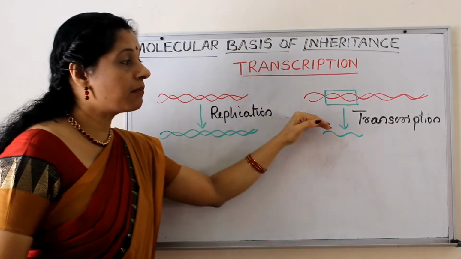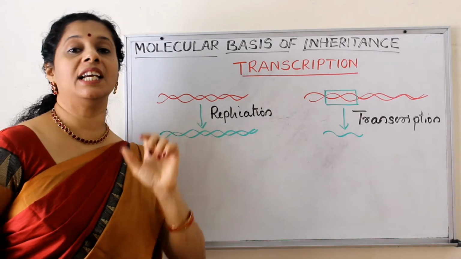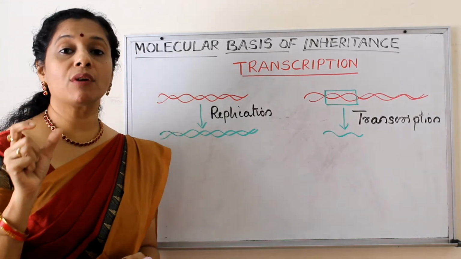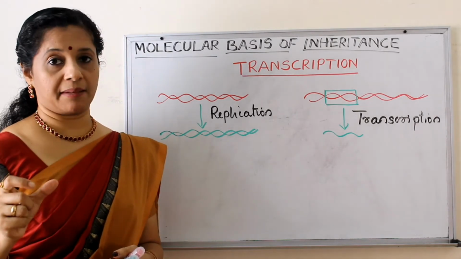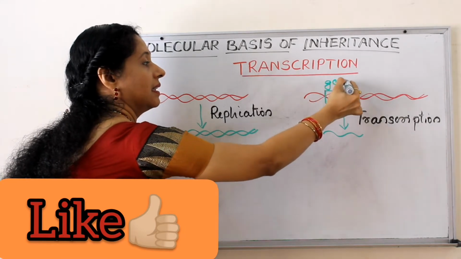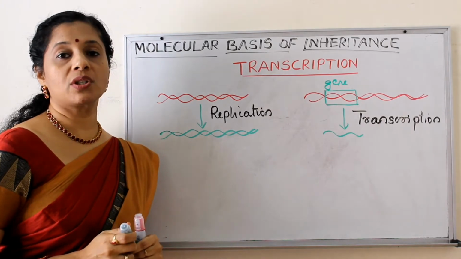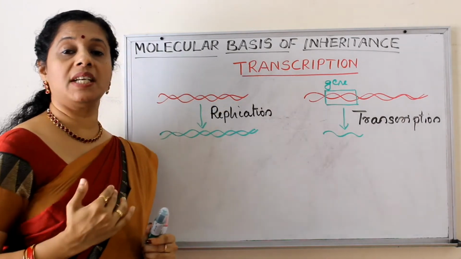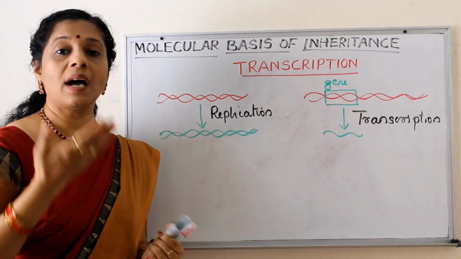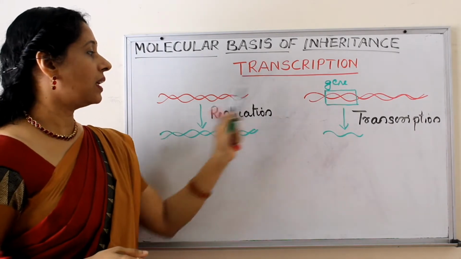But when it comes to transcription, we do not want the entire length of the DNA to be transcribed. Only the part that is coding for a protein should be transcribed. That part is called a gene. So here is a gene. So this gene needs to be copied. Also, there are several thousands of genes on the DNA. All of them need not be transcribed simultaneously. So as and when it is required, they can be transcribed. Okay, so that is one difference.